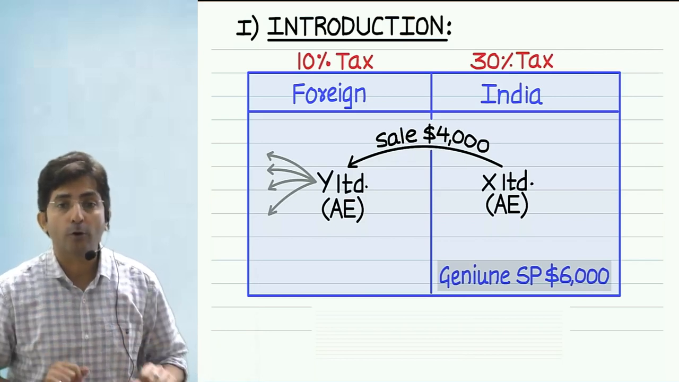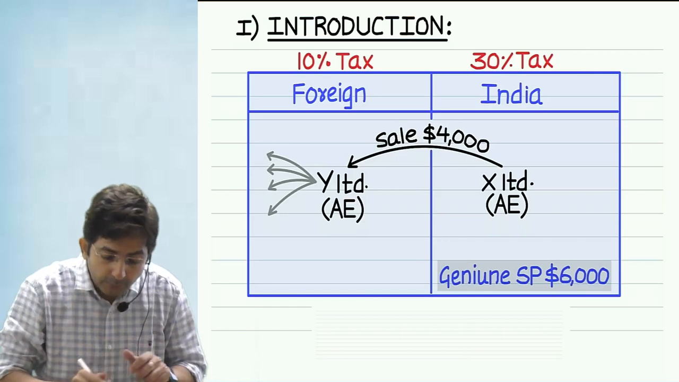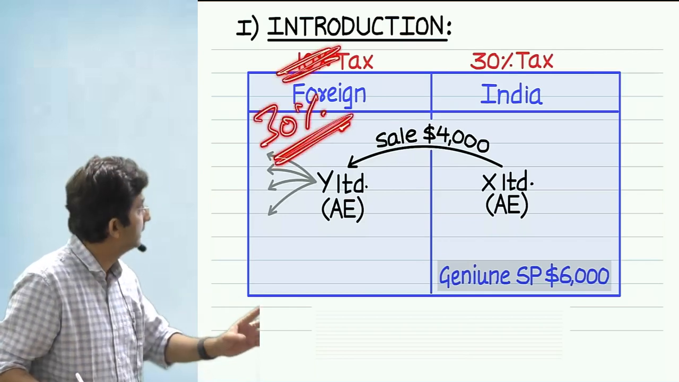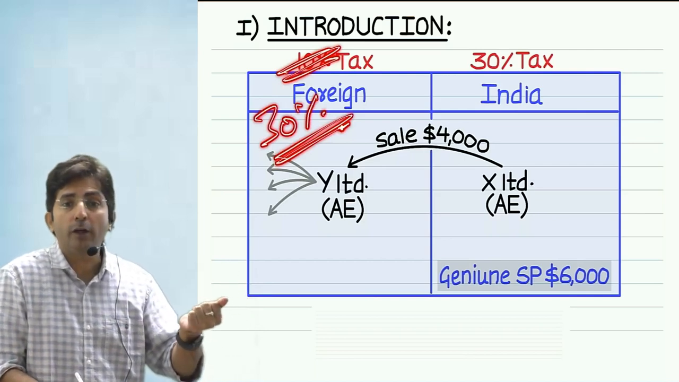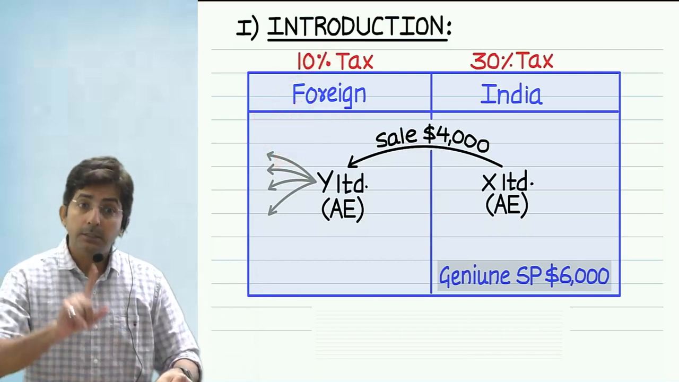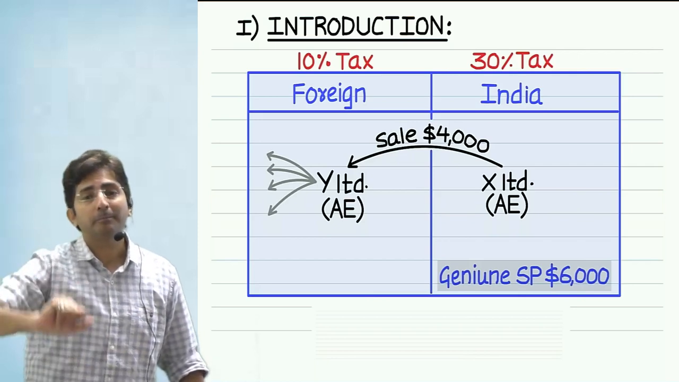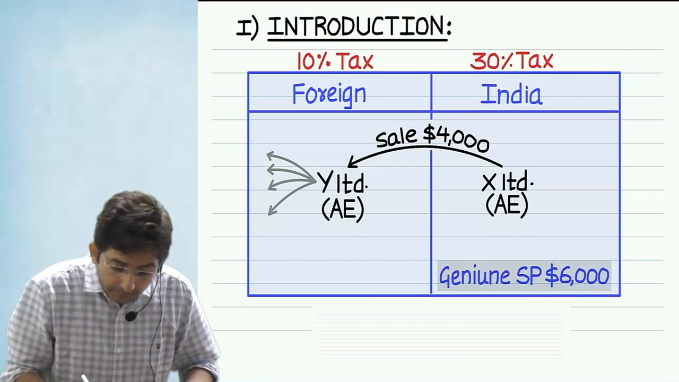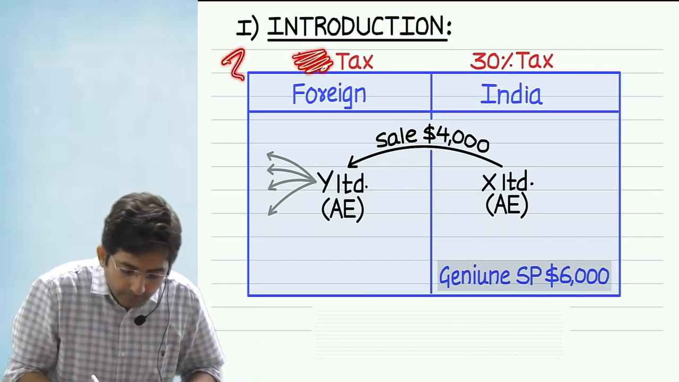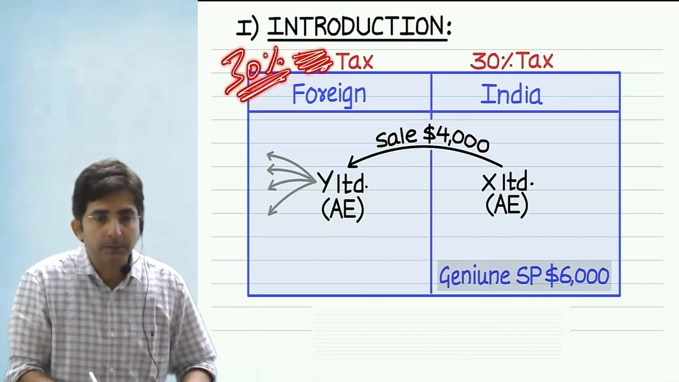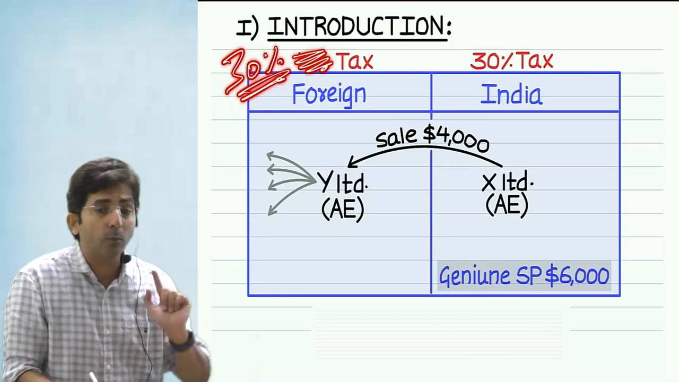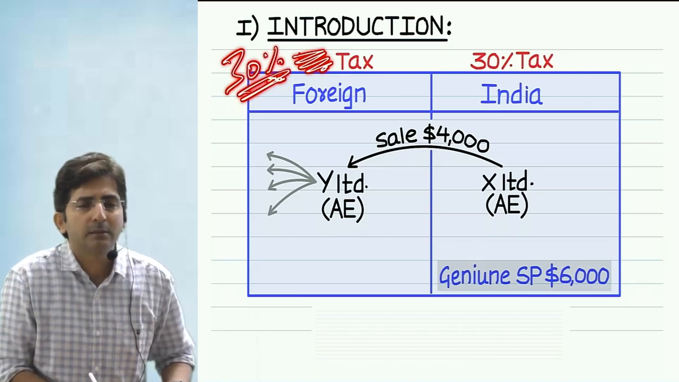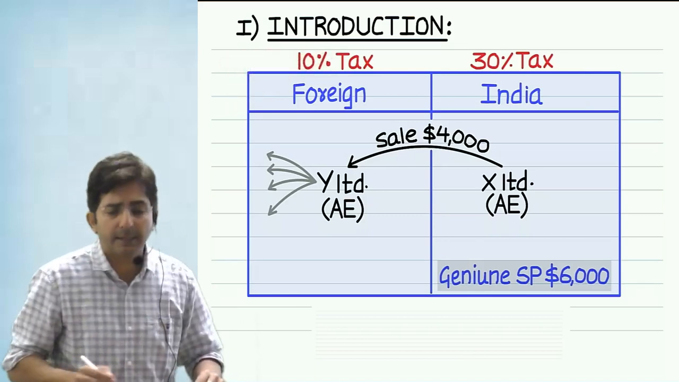The law cannot tolerate this. Even if the tax rate had been, say, 30%, just imagine the tax rate in the foreign country had been 30%, the Indian government still will not tolerate it. Patience, patience. What did I say? Instead of 10%, even if the tax would have been 30%, the assessee will not get an advantage. Why will X Limited not get an advantage if this is 30%?